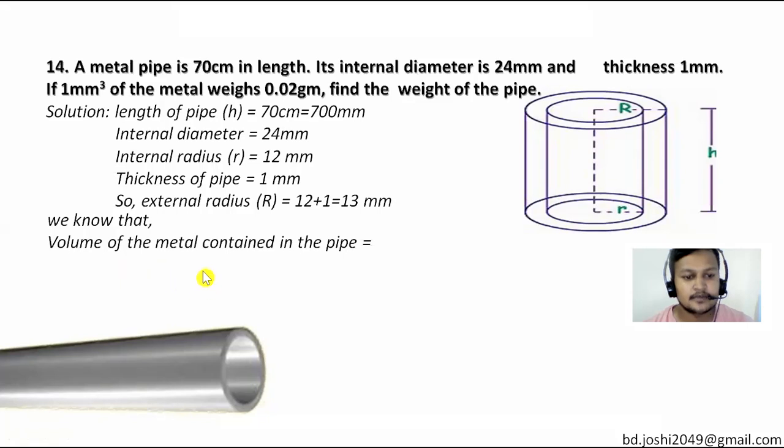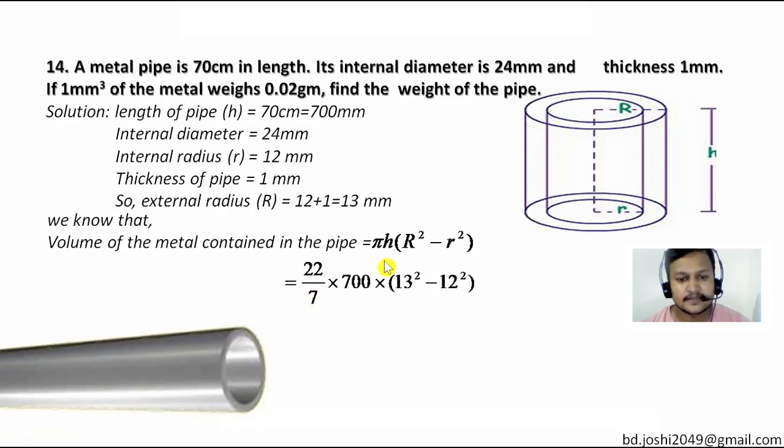And we have the formula: volume of metal contained in the pipe is equal to pi h bracket capital R square minus small r square. This is the formula to find out the volume of material or metal contained in a hollow cylinder. So put all values which we know.